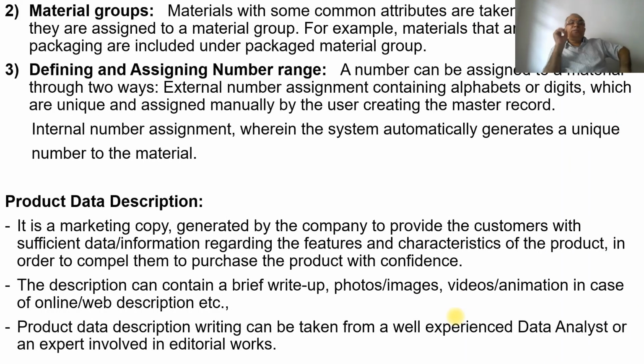Then material groups. Materials with common attributes are taken together and assigned to a material group. For example, materials that are needed for packaging are included under the packaging material group. So it is a group of materials. For packaging, you may require a box, a plastic cover, steel winding tapes, and a crimping clip. All those things come under material groups.